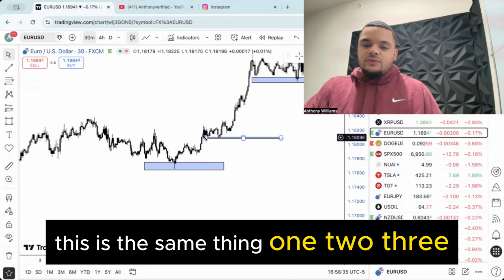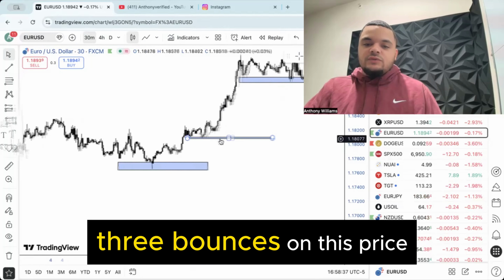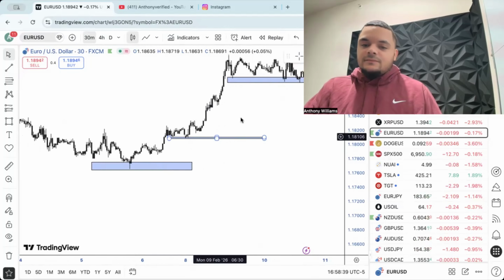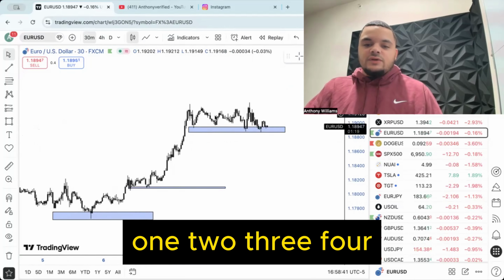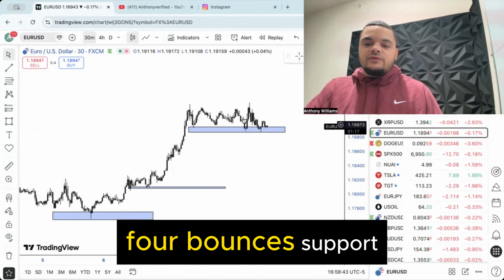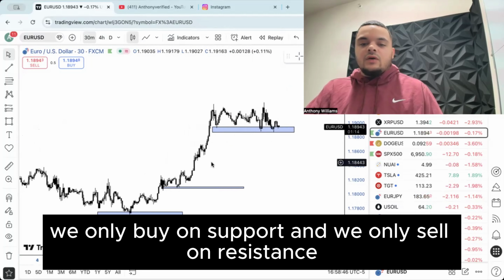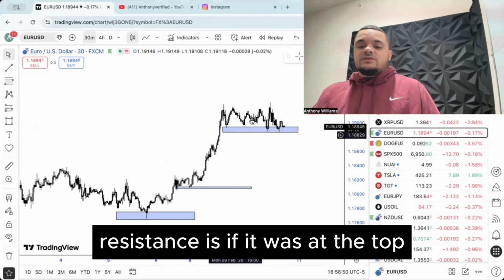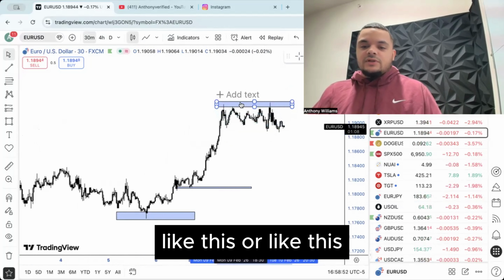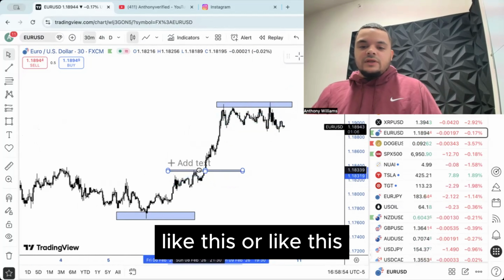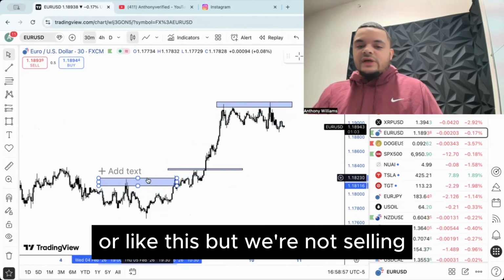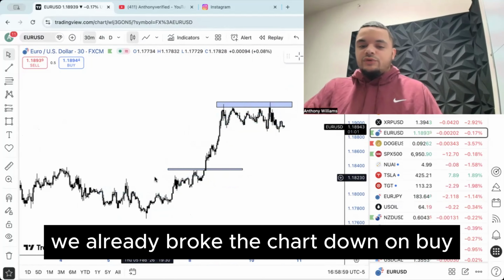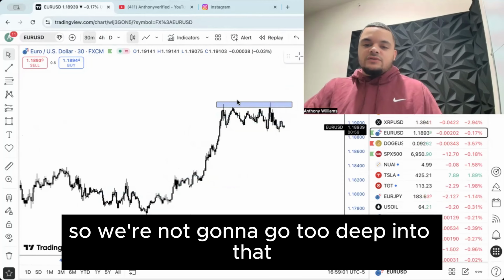This is the same thing. One, two, three, three bounces on this price: support. Same thing here, one, two, three, four: four bounces, support. We only buy on support and we only sell on resistance. Resistance is if it was at the top, like this, or like this, or like this. But we're not selling, we're only buying. We already broke the chart down on the buy side, so we're not going to go too deep into that.